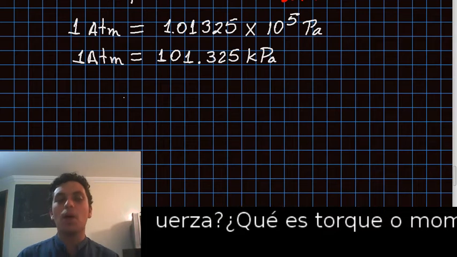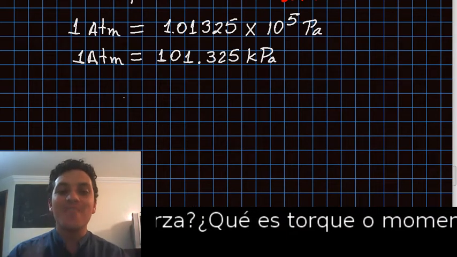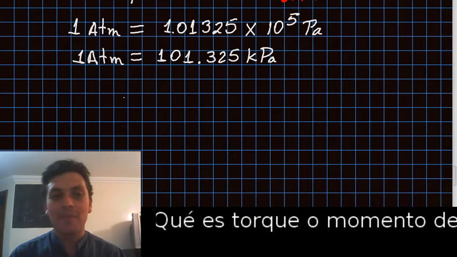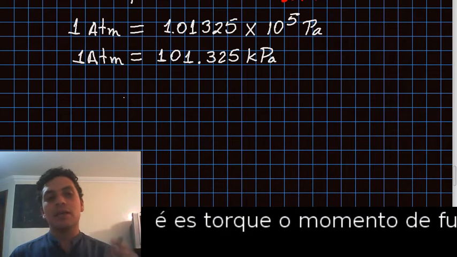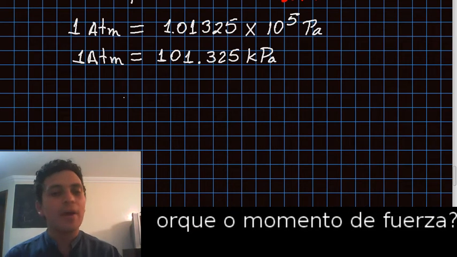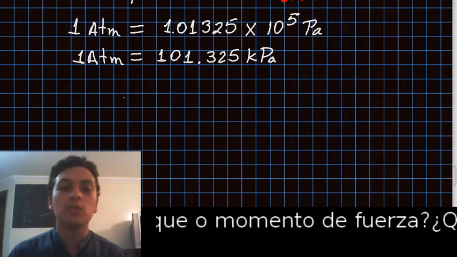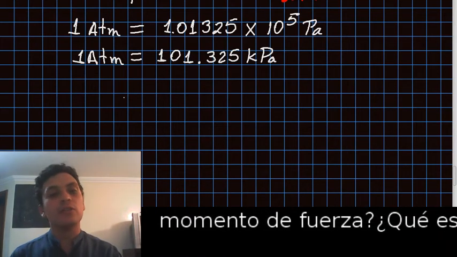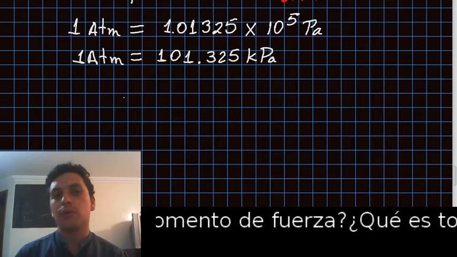As you can see, compared to the pascal it is very high, about 100 kilopascals. 100 kilopascals is 1 atmosphere. So every time you need to convert from atmospheres to pascals, you need to use 1.01325 times 10 to the 5th power.